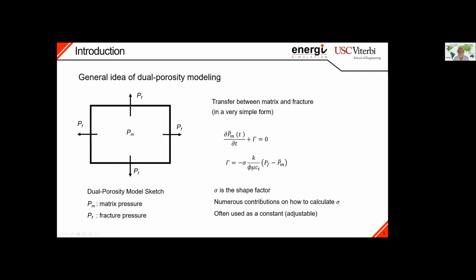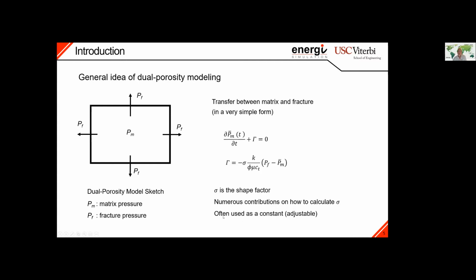Okay. Now, if we look at the literature dating back from Barenblatt, Warren and Root, Kazemi, and so forth, there are numerous suggestions on how to calculate the shape factor correctly. And just a quick reminder, shape factor is trying to tell us what is the surface area of interface between matrix and fracture per bulk volume and a characteristic length. So the unit is 1 over length squared.